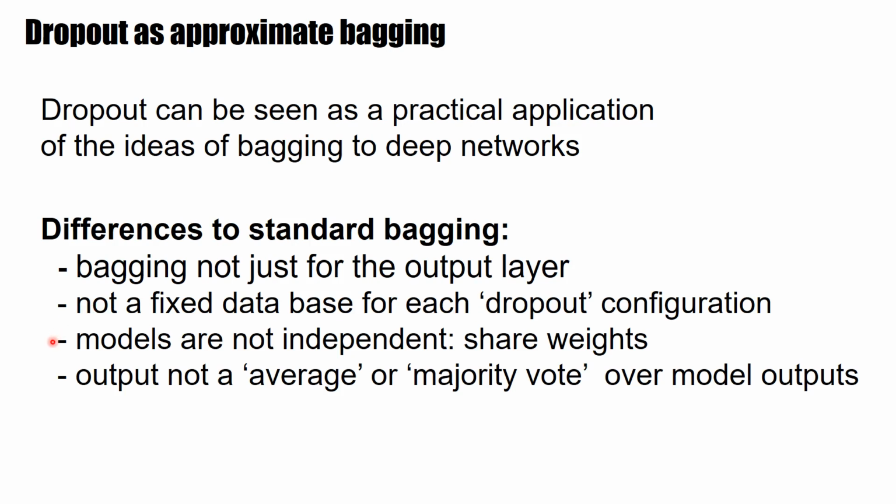Third difference. In bagging, the different models are independent. Not here. The different models share weights. In fact, half of the neurons are shared between one configuration and the next Dropout configuration. And the final difference, in bagging, well, we only consider the output and then we would average over the output or take a majority vote over the outputs. Well, that's also not exactly what we do here. We do it at the hidden layers. And at the hidden layers, we don't have simple averages. We have neurons that implement sigmoidal gain functions.